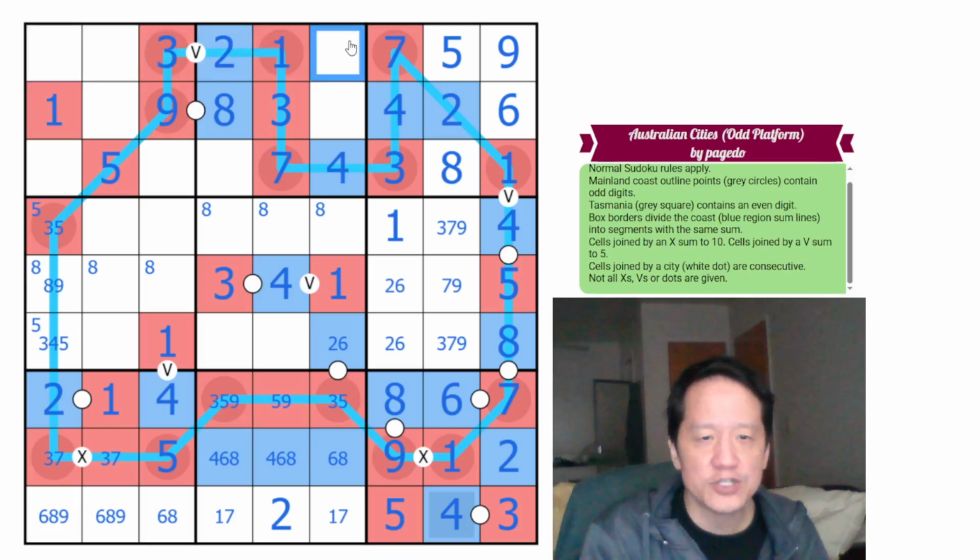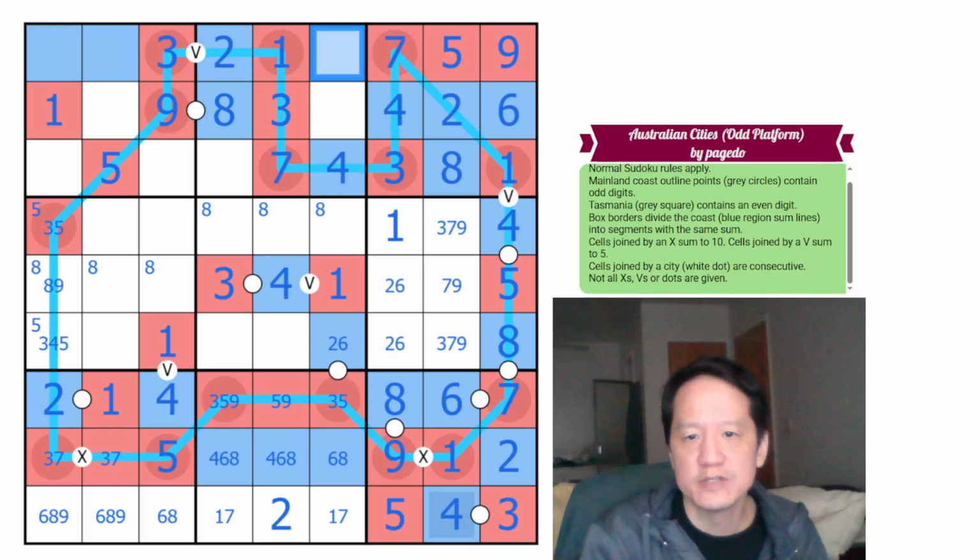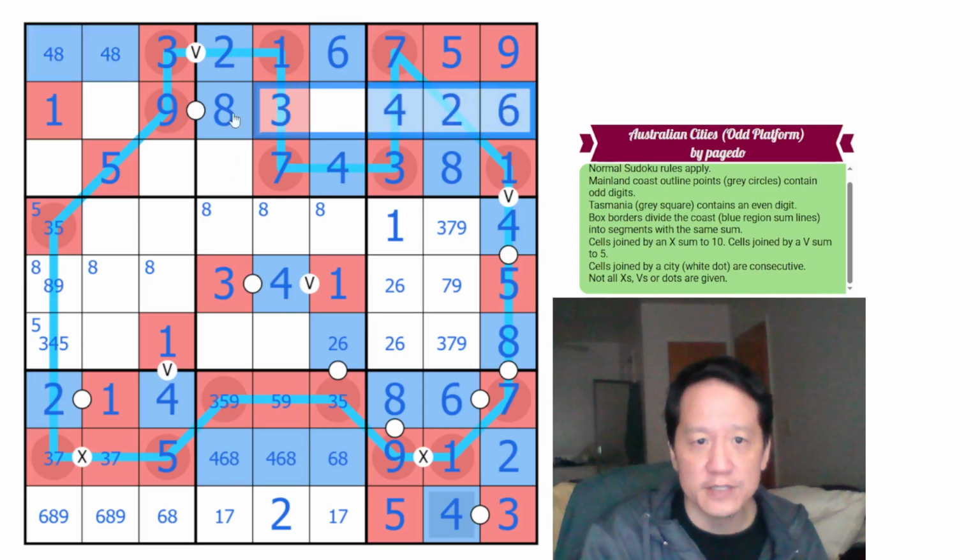The remaining digits in row 1 are 4, 6, and 8. Oh, so these are all odd digits, and these are even digits. Well, yeah, the remaining digits in row 1 are all even. Therefore, this is not 2, 4, 8. It has to be a 6, and this has to specifically be 4, 8. And the remaining cells in row 2 have to be odd. So this is odd and this is odd.